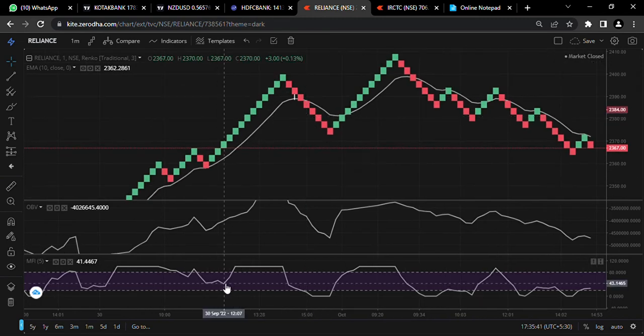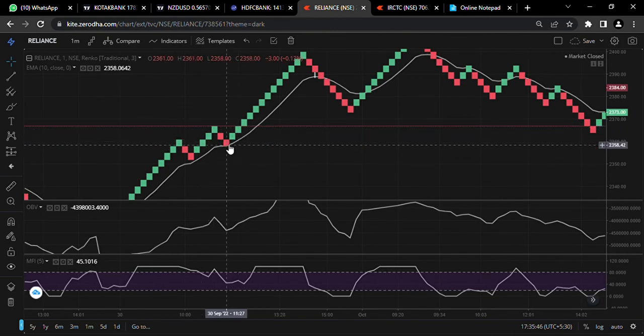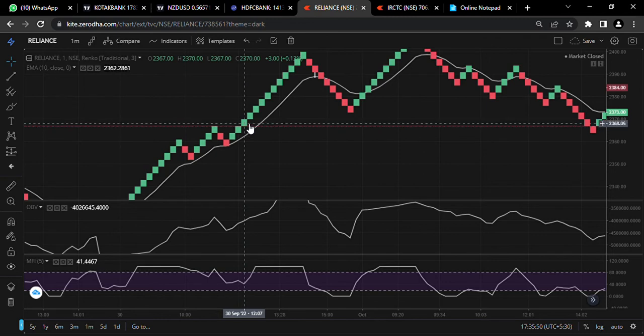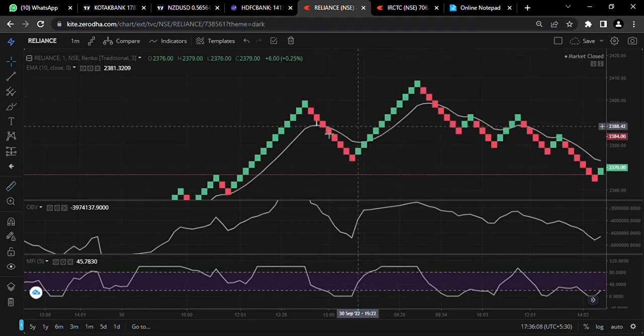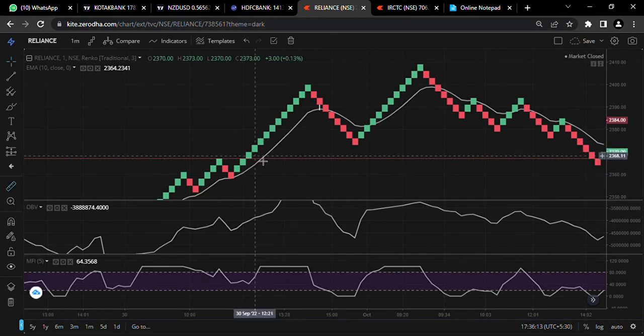Yeah, you're right. See, now it has touched over here and is again going up. As soon as it breaks the previous resistance, you have to take entry over here, or you have to wait for another brick to form. See, this brick has been formed. The money flow index is also rising, as well as the on balance volume is going up. You can take the trade over here. See, around 1% of the Reliance stock, more than 1%. It has given more than 1% over here.